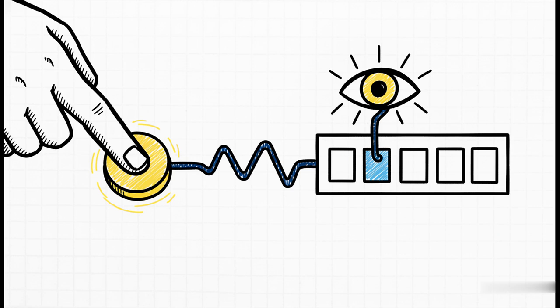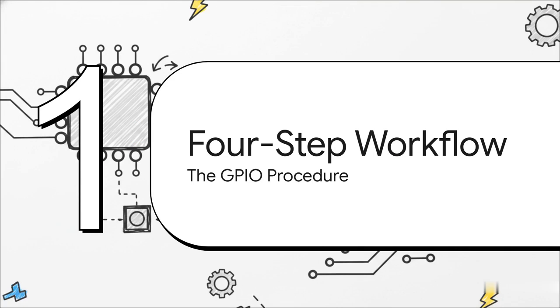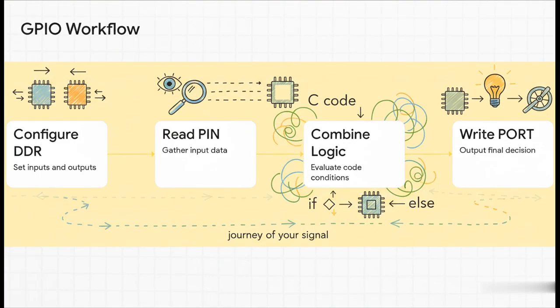And finally, Section 6, the 4-step workflow. We've covered the physics, the hardware, the registers, and the code. Now let's build all of this into our ultimate, repeatable 4-step workflow for literally any embedded systems project. Think of this as the journey of your signal.